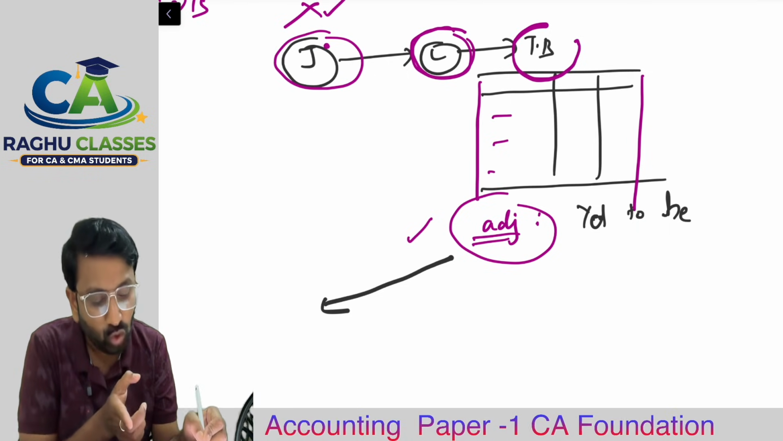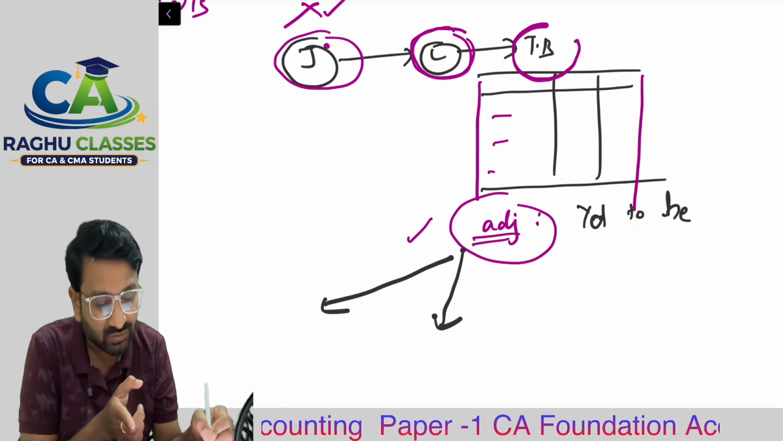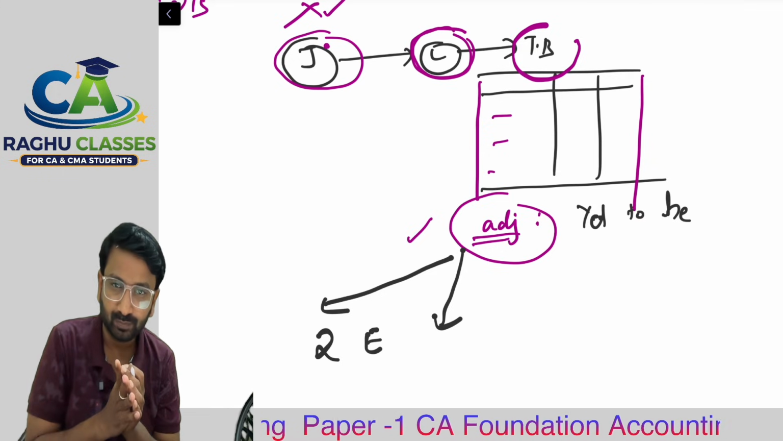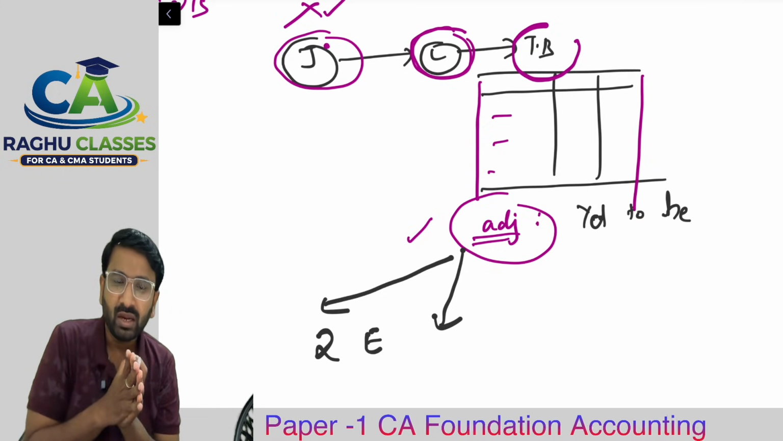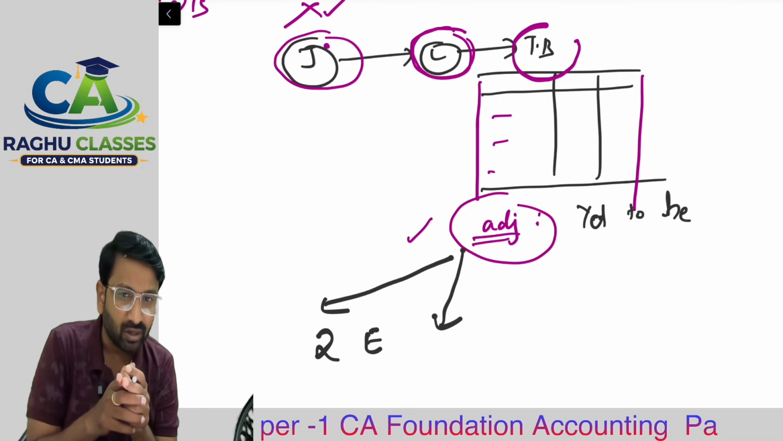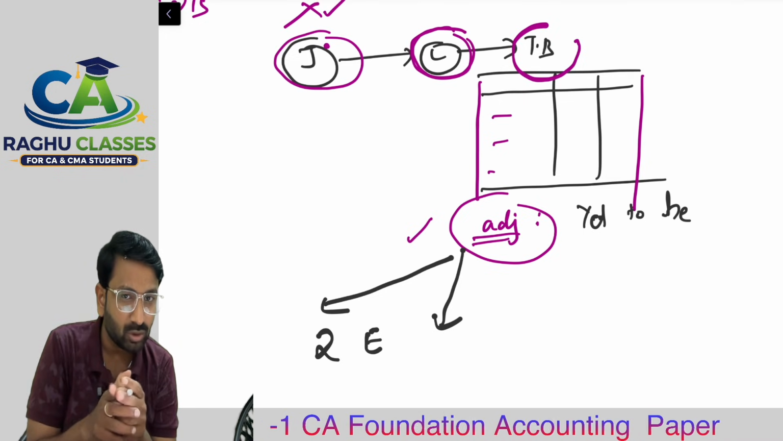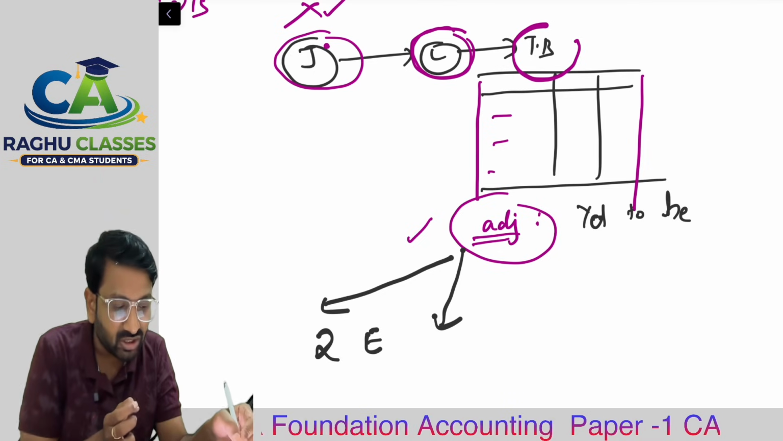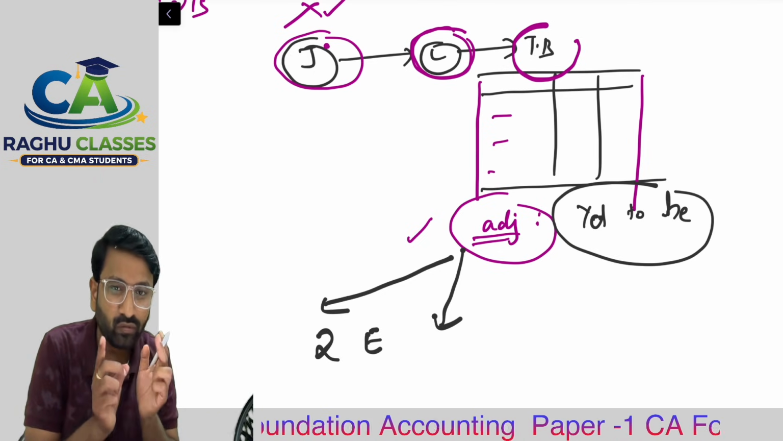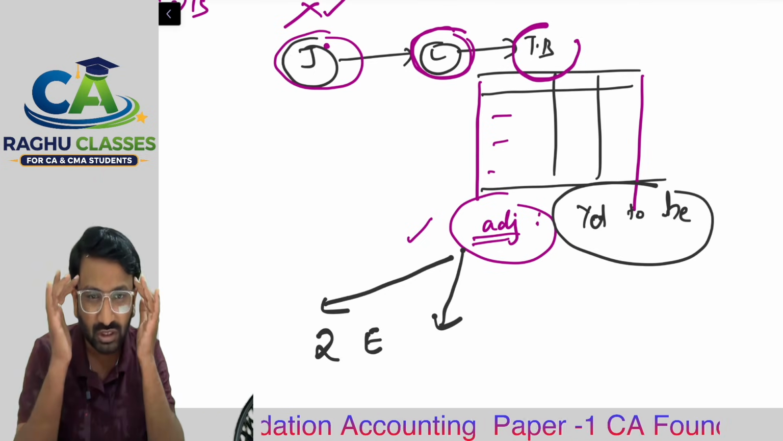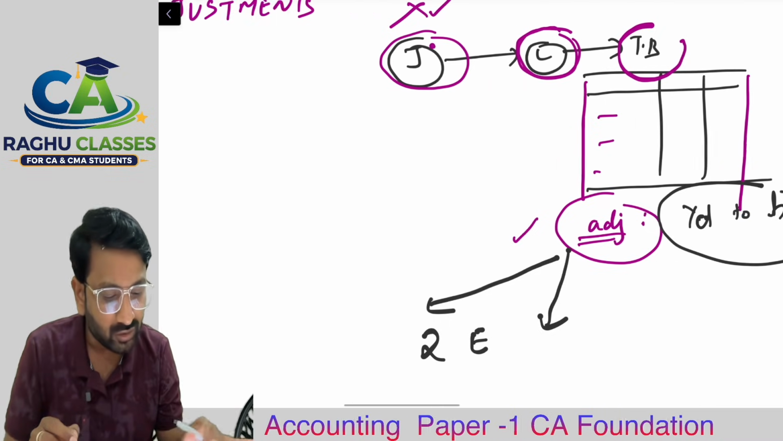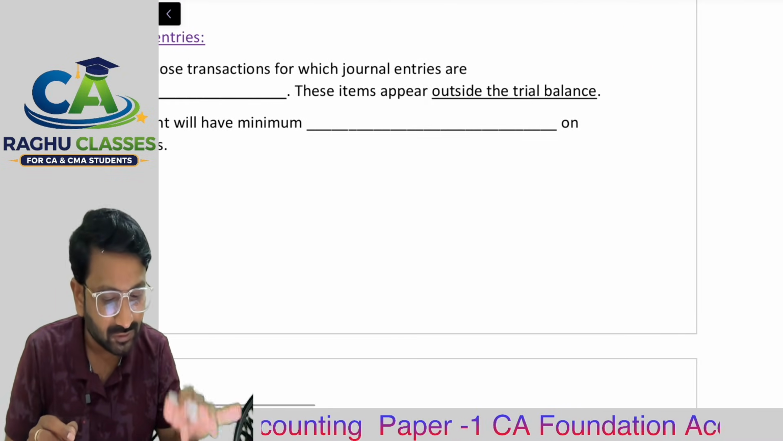Since we are yet to make an entry, these adjustments will normally have minimum two effects on the final accounts. So the conclusion: if the item is inside the trial balance, the entry is passed, and there is only one effect. If the item is given outside the trial balance, the entry is yet to be passed, therefore a minimum of two effects will be there in final accounts. This is the first thing to be kept in mind when we are discussing adjustments. Now, let us move on to some important adjustments.